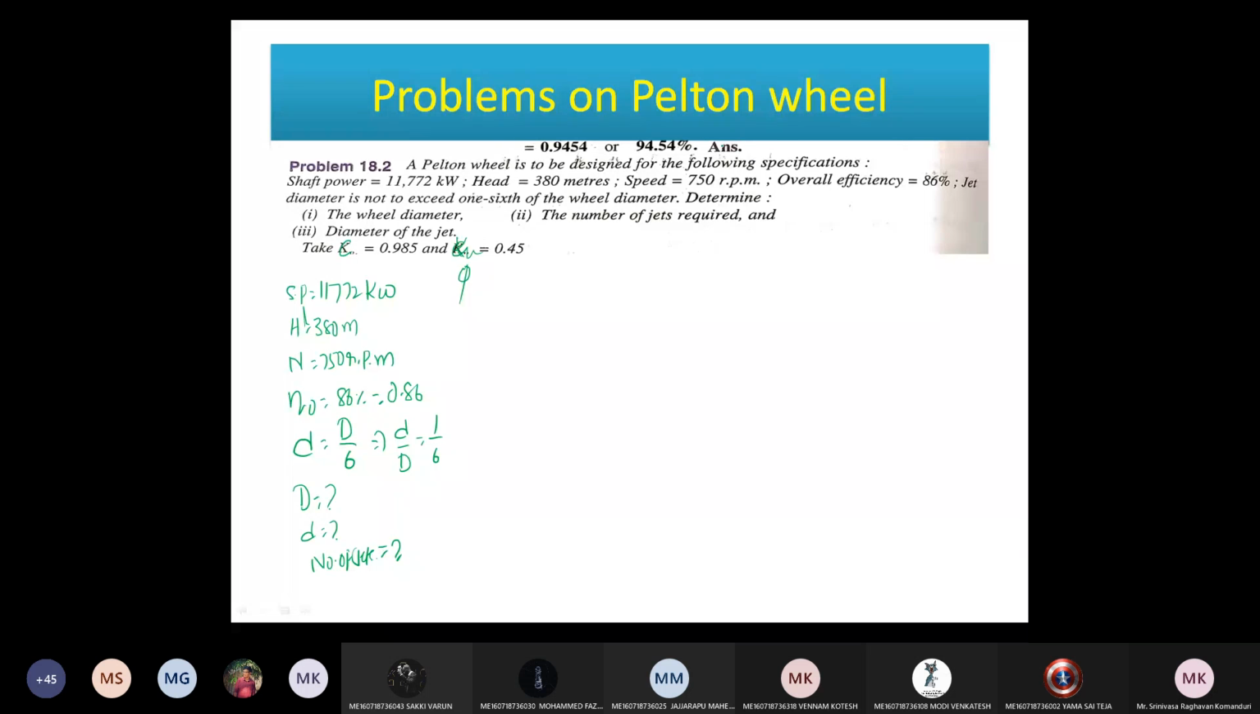So speed ratio CV value 0.985. KU is nothing but 5, or 5.45. So first calculate the values of V1 and U. V1 is equal to CV root 2gH. U is equal to KU root 2gH. KU or 5, you can write anything. Calculate the V1 value and U value.